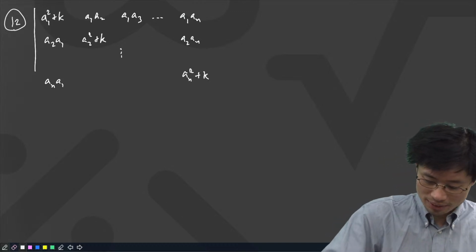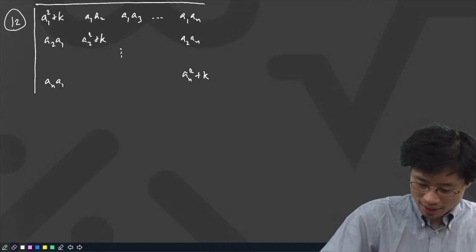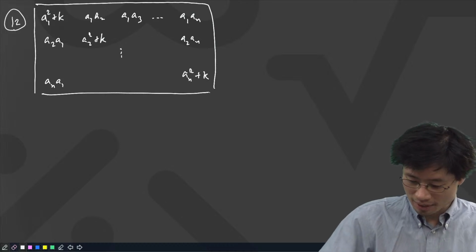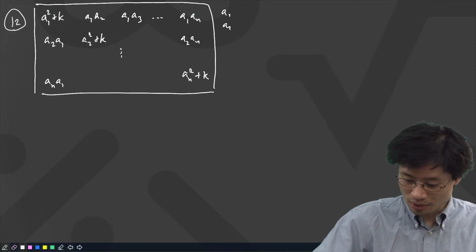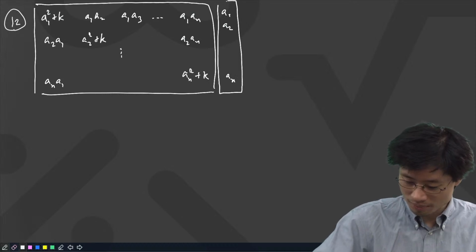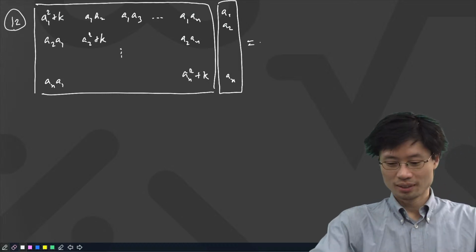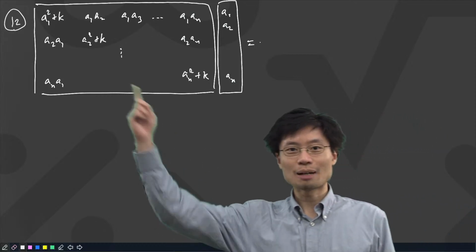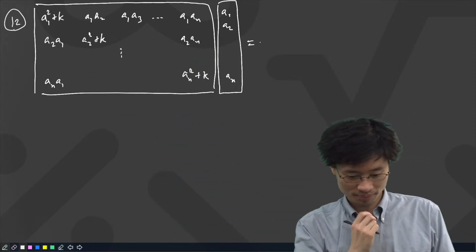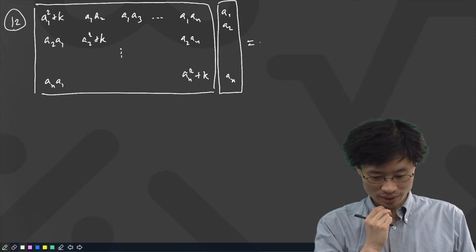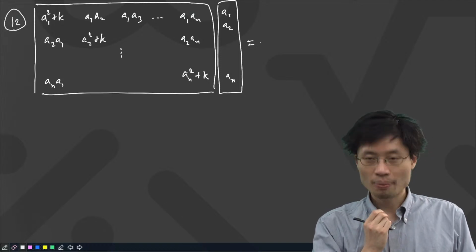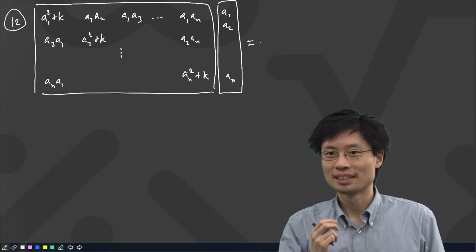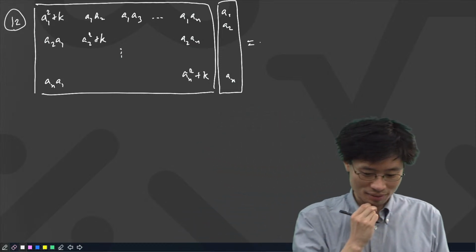Now I'm curious, what in the world happens if you attempt to multiply this by the vector a1, a2, all the way to an? Equals. Okay. What happens to the first row? Is this actually any good? Somebody help me out with this. What happens to the first row?